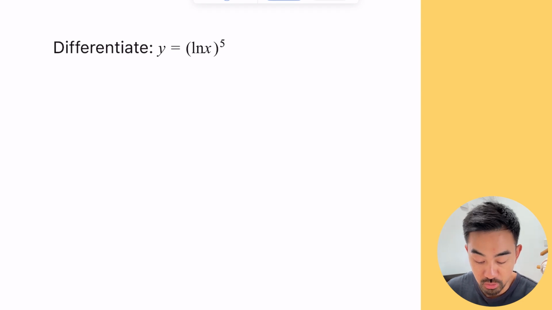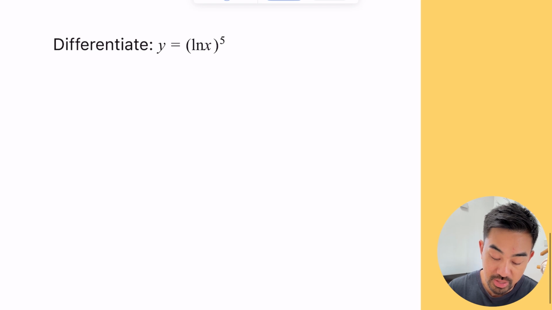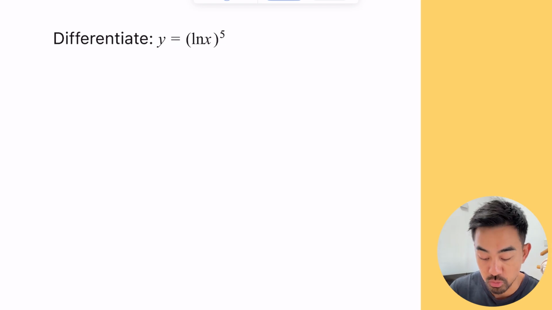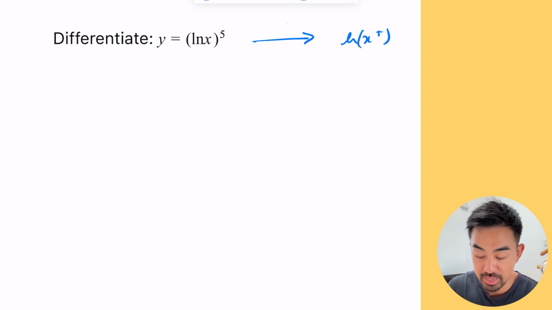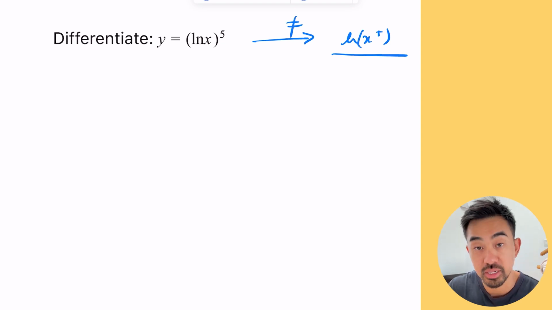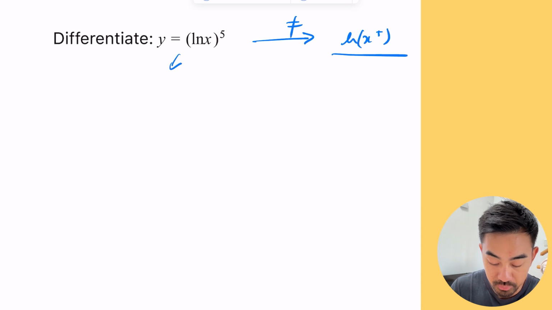Okay, so 5. Differentiate y is equal to (ln x) all to the power of 5. Okay, now this one is interesting because this is not the same as ln of x to the power of 5, like that. Okay, these are not the same. I'll go through this example in a second, but let's look at this one.